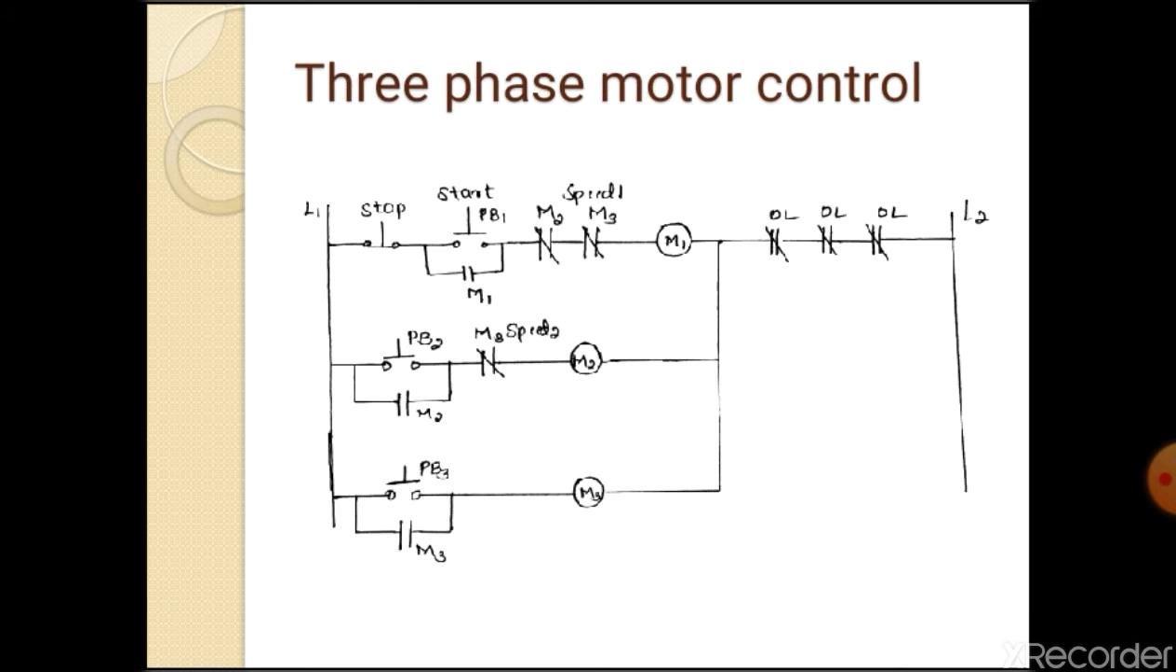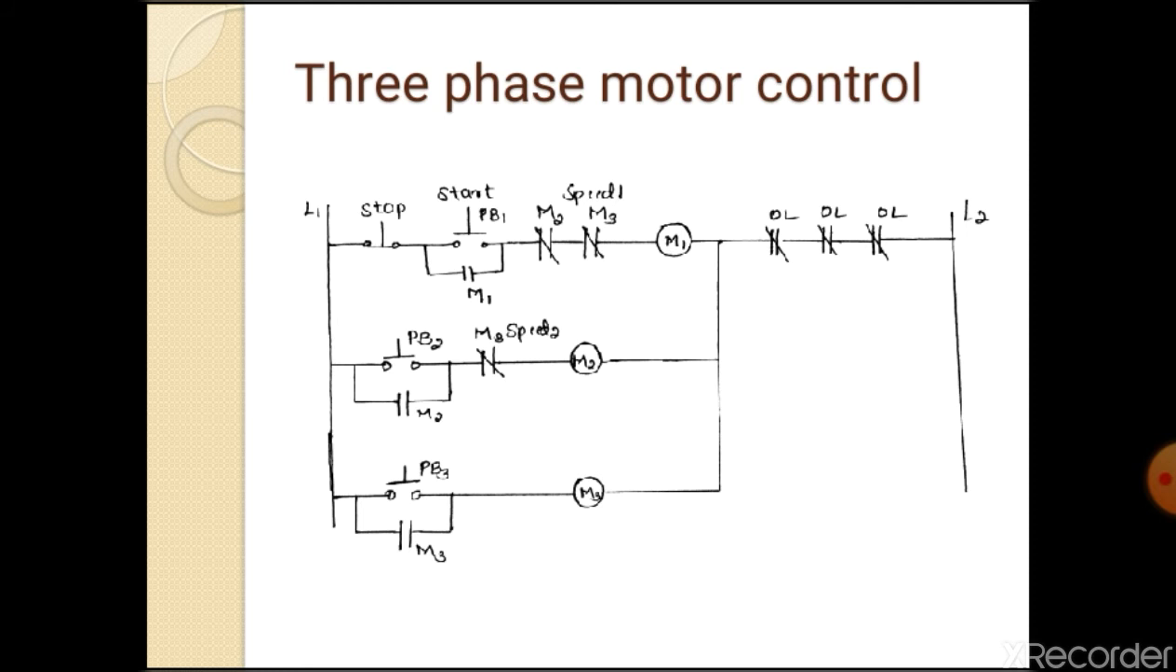Three-phase motor control. Here, this is a diagram of three-phase motor control. This circuit is to control a three-speed motor. It consists of three simple start circuits, one circuit for each, so that the operator can start the motor in any desired speed. To increase speed, the operator need only press the button for the desired higher speed. The speed of the motor will be increased by pressing each push button.